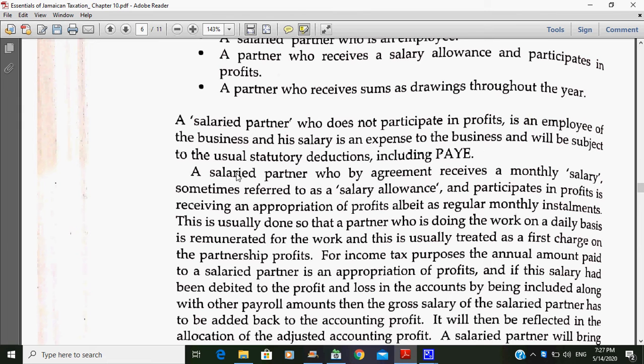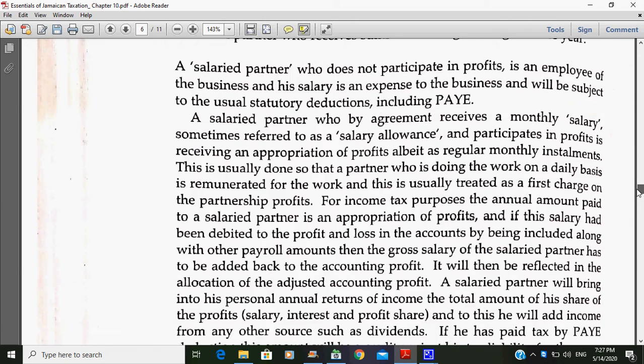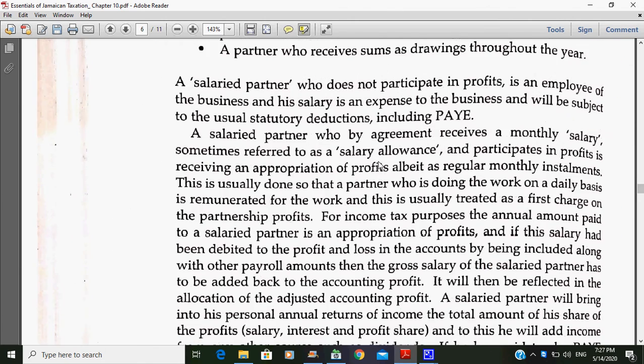A salaried partner who by agreement receives a monthly salary, sometimes referred to as a salary allowance, and participation in the profits is receiving a what? An appropriation of profits, albeit as a regular what? Monthly installment. So both the other two persons, both Andrew and who? Andrew and Beth are salaried partners who receive a salary allowance, right? Because they participate in what? Profits. Good.